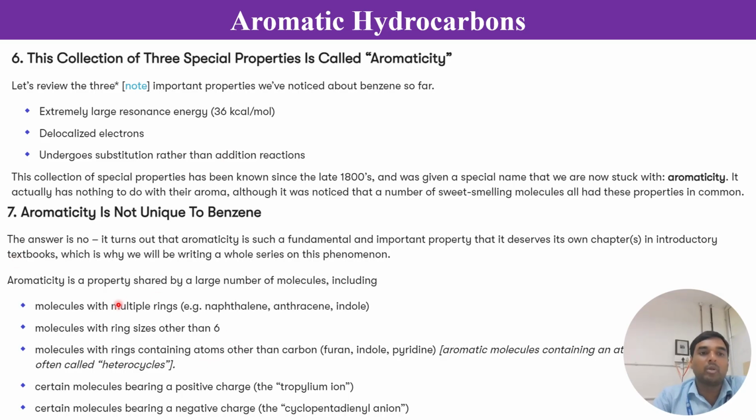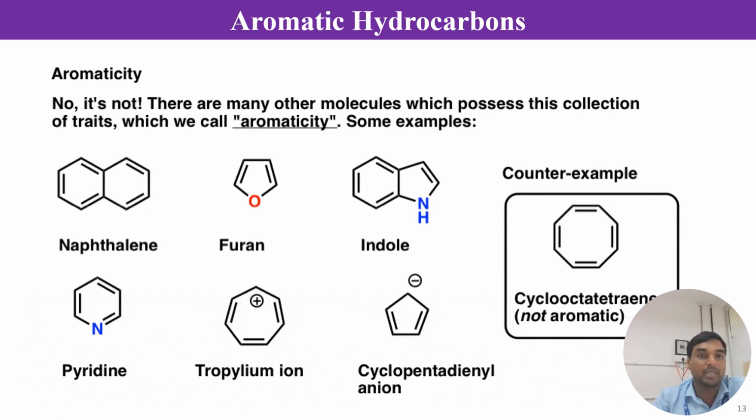For example, molecules with multiple rings, polyaromatic hydrocarbons, naphthalene, anthracene, then ring sizes other than 6, the 5-member ring, 7-member ring, then heterocyclic compounds, even a cyclic ring with a positive charge or a cyclic ring with a negative charge is also aromatic. You can have these examples: naphthalene, furan, indole, pyridine, tropylium, cyclopentadienyl. So all are aromatic compounds except this cyclooctatetraene. You see, this is non-aromatic.